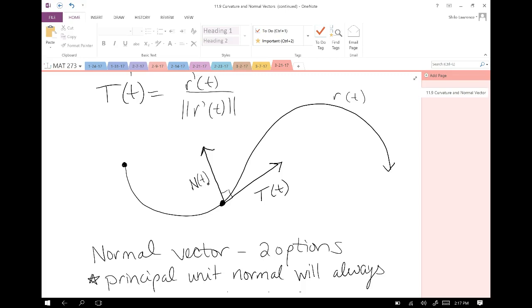T of t and N of t are at a 90-degree angle. T is tangent to the curve, and then N is 90 degrees away. There's two options for 90 degrees, but we want the one that follows the direction of motion. And since that curve is going to curve to the left in just a second, we need it pointing to the left or up.